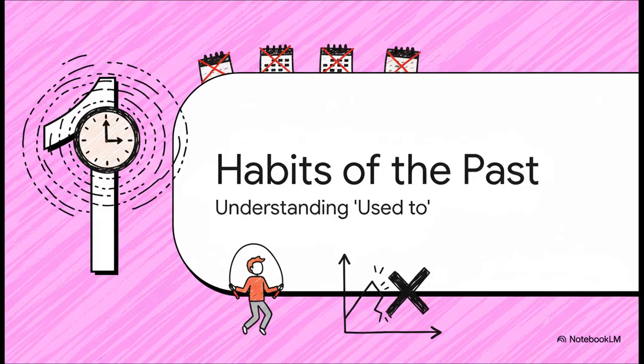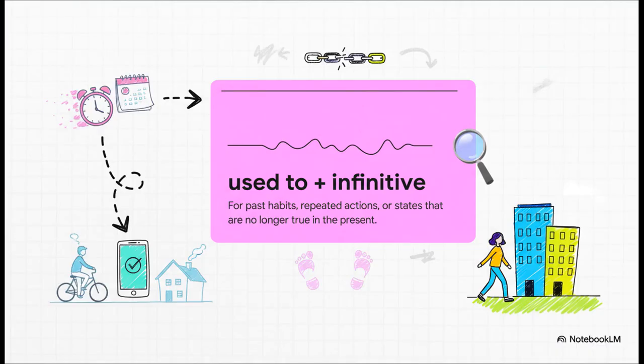All right, first up, let's talk about the one you've probably seen the most, used to plus a verb. Think of this as your personal grammar time machine. It's how we talk about things we did or situations that were true in the past but are completely, totally finished now. So the main thing you've got to remember is this. Used to always creates a contrast between the past and the present. It's basically a shorthand way of saying this is how things were, but they aren't like that anymore.